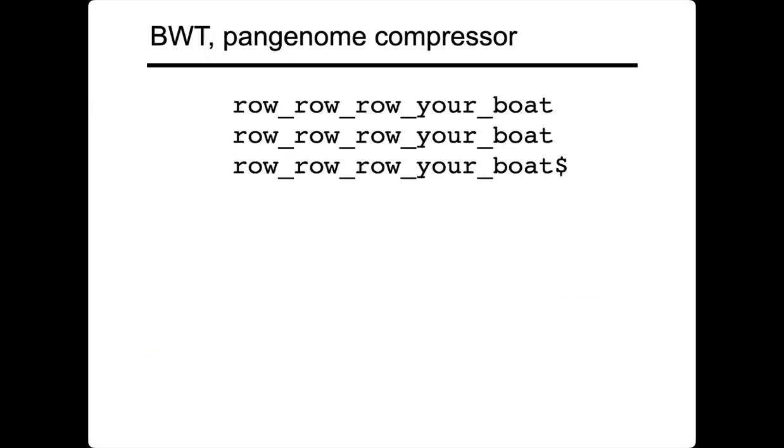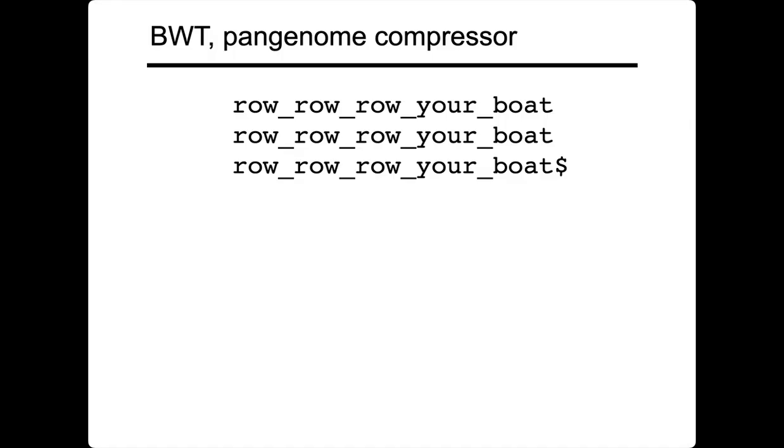So now let me show you a pangenome. So here we go. It's not really a pangenome, it's just another silly example, but I use this example. This is 3 copies of Row, Row, Row Your Boat concatenated, right? So I wrote it out on 3 lines, but just imagine they're concatenated. And I like this example because there's repetitiveness both within a row, row, row, row. And there's repetitiveness across, right? Because the 3 rows are identical.